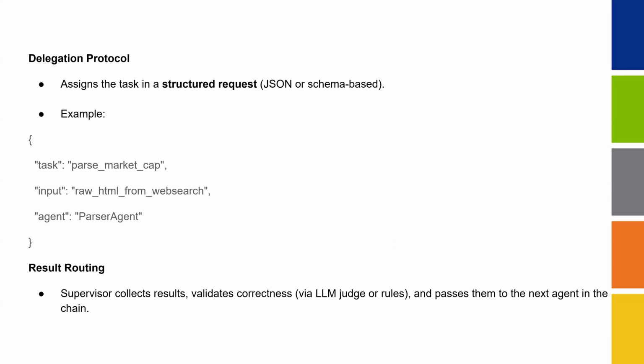Delegation protocols assign the task in a structured request, JSON or schema based. An example is task, input, and agent. The task would be parse the market cap, the input would be raw HTML from web search, and the agent would be the parsing agent. The result routing would look like this: the supervisor collects results, validates correctness via LLM judge or rules, and passes them to the next agent in the chain.